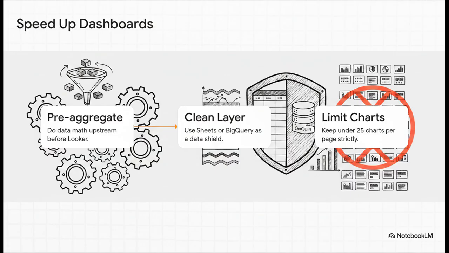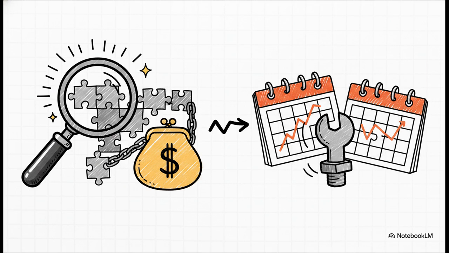Step 2. Use Google Sheets or BigQuery as a clean data layer. Think of them like a protective shield between the messy raw data and your beautiful final charts. This completely avoids those cascading blend errors. And step 3. Strictly keep it under 25 charts per page. Google themselves explicitly warns that going over 25 tiles will tank your performance. Keep it lean.